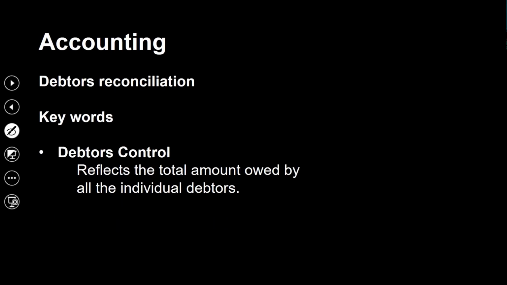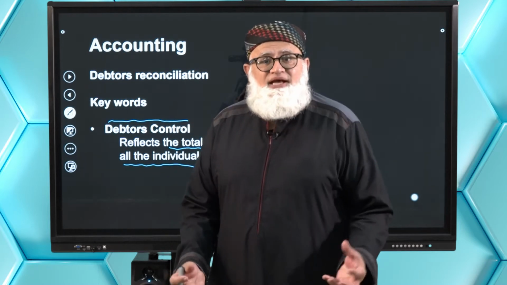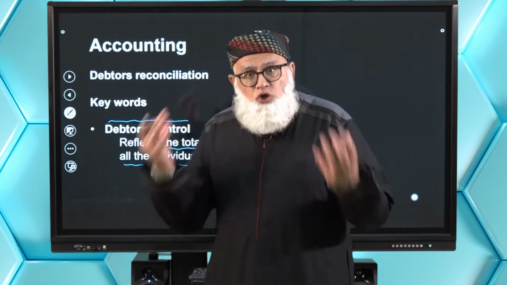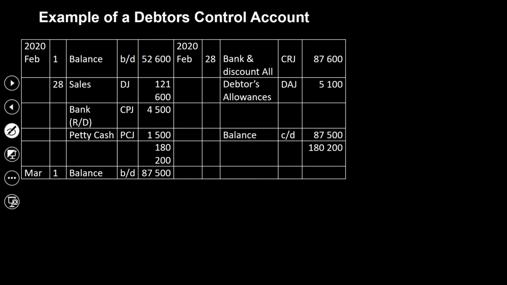Okay, so what are the key words? What are we expected to remember? One, the debtors control reflects the total amount owed by all the individual debtors. Your debtors control account doesn't reflect individual debtors. It shows you a summary, the total amount. Okay? Here's an example. So at the beginning of the month, if you look at your debtors control account, you find there's a balance of 52,600 at the beginning of the month.